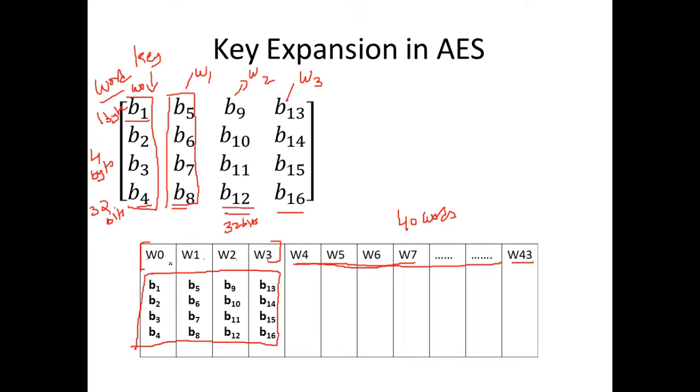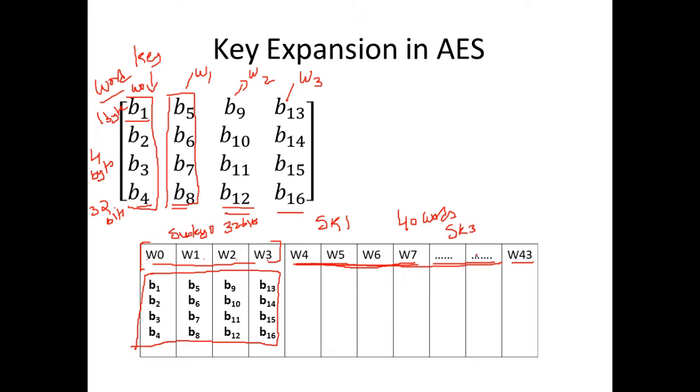Say for instance, these 4 words, we call it subkey 0. Right? This is subkey 0. Using subkey 0, we will generate W4, W5, W6 and W7. This is subkey 1. So this will be used in round 1. Likewise, using these 4 words, we will generate the next 4 words. That is W8, W9, W10 and W11. That will be subkey 2.